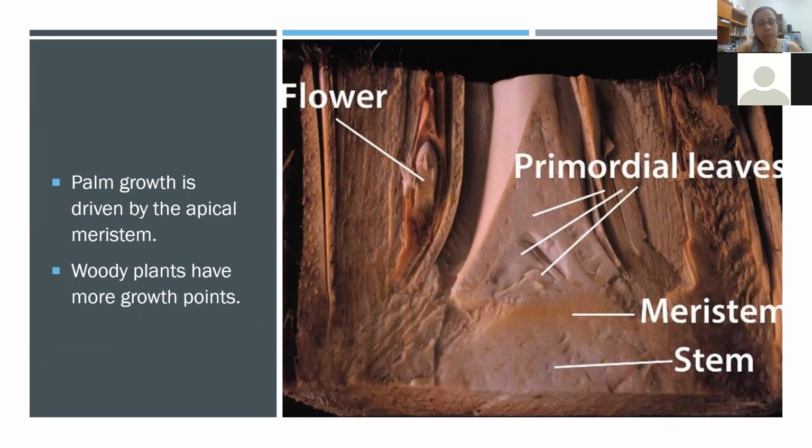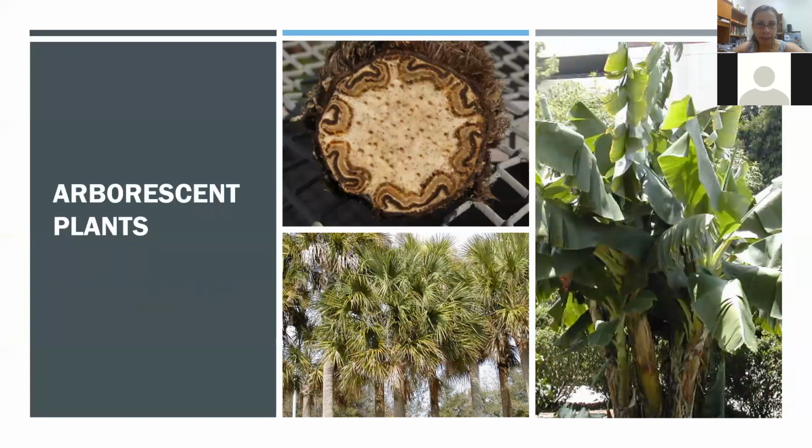And woody plants, again, have more growth points, which is one of the major differences between what we have going on. So if palms aren't trees, what exactly are they? They're referred to as arborescent plants. So they're tree-like without having all of the characteristics to be a true tree. Some other plants that fall into this category are bananas, and even tree ferns. So the top left picture is actually a cross section of what the trunk inside of a tree fern looks like. So all of these are plants that can get tall, but again, they're not producing that true wood.